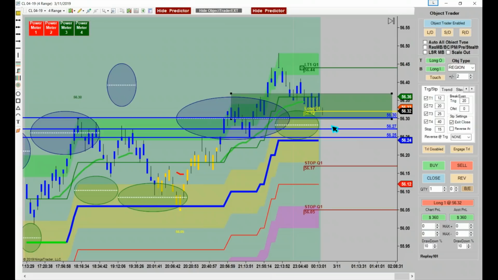Okay, we got the trade. We know we can't go down any further than here. So I'm going to go ahead and put my stop just right underneath that swing. That way I'm only risking 9.